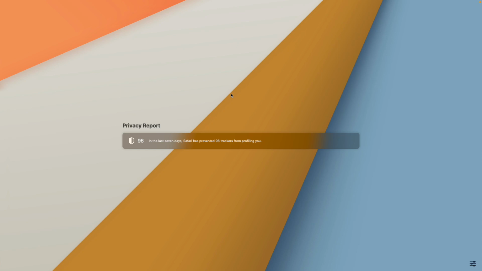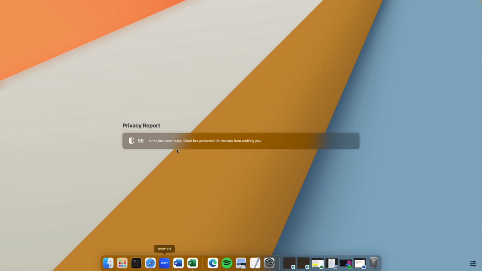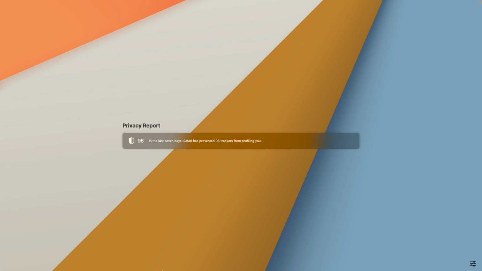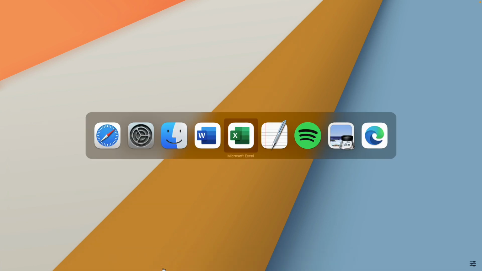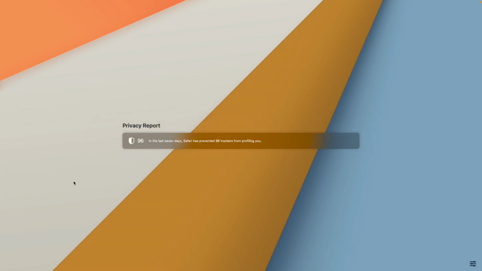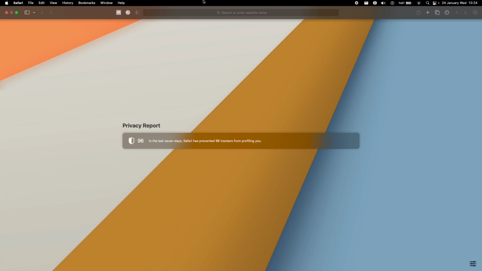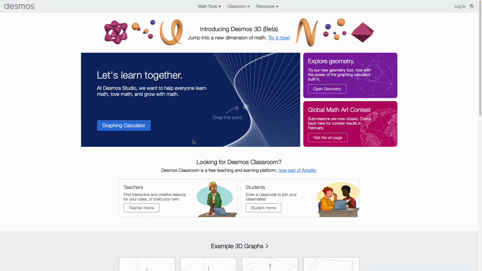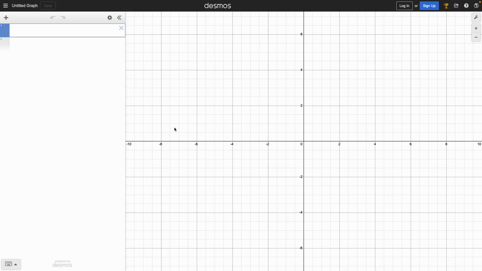On using the Desmos graphing calculator for differential calculus operations. So what I'm going to do is open a web browser first. Yes, I did. Then I'm going to search for desmos.com, and on this website we have the graphing calculator option.